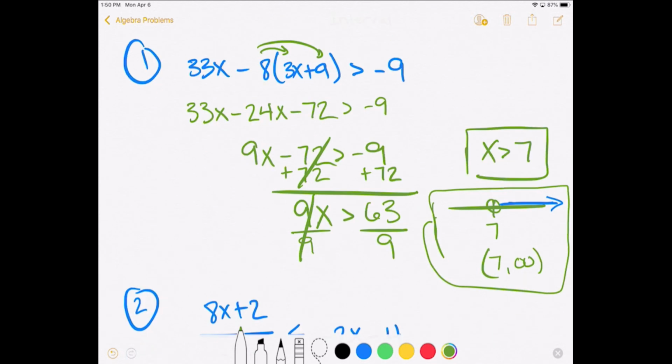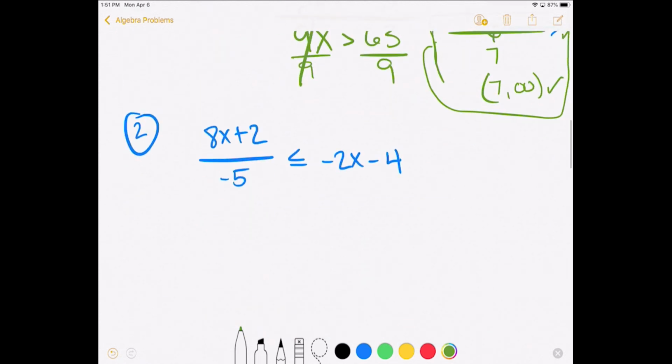So that's everything that you need to have in your answer. You need to have your legitimate answer, x is greater than 7. You need to have a number line, and you need to have your interval notation. Okay, so let's work another one here real quick.